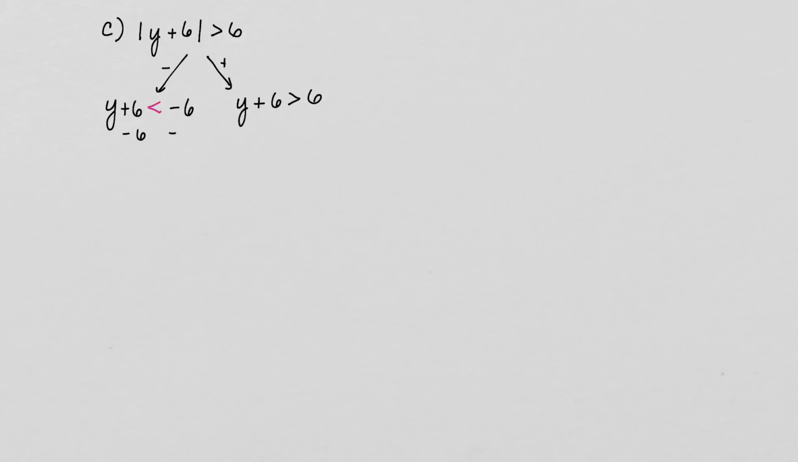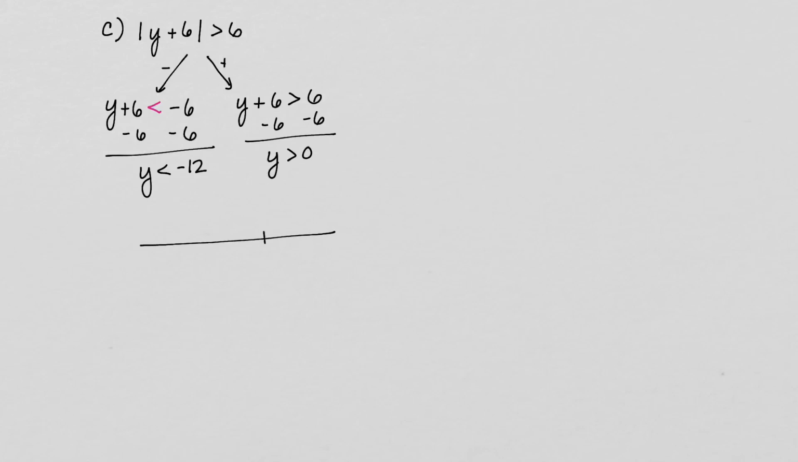So I'm going to subtract 6 from both sides. So y is going to be less than negative 12. And I'm going to subtract 6 from both sides. So y is going to be greater than 0. So here's 0, here's negative 12. y is less than negative 12, so we'll have an open circle at negative 12, and we'll go to the left. It's greater than 0, so an open circle at 0, and we're going to go to the right.